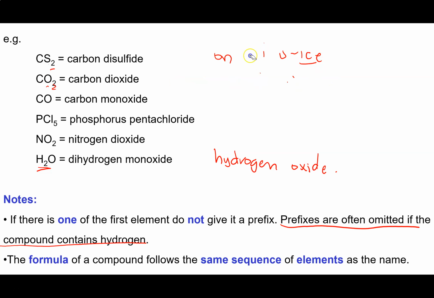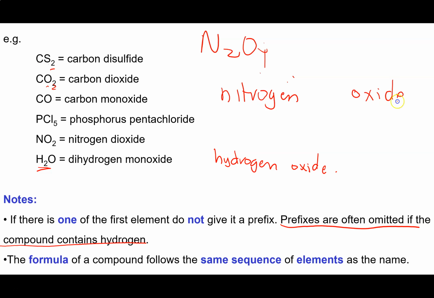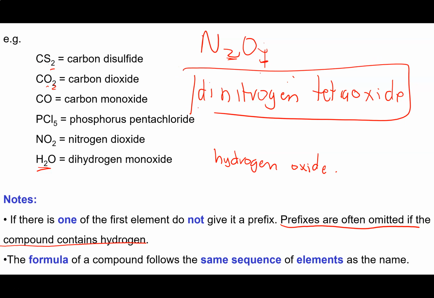Let's do something a little more exotic. What about if we had N2O4? So we've got first element unaltered. Second element, change the ending to "ide," and now we need Greek prefixes for each of them. There are 2 nitrogens and 4 oxygens. So dinitrogen tetraoxide.